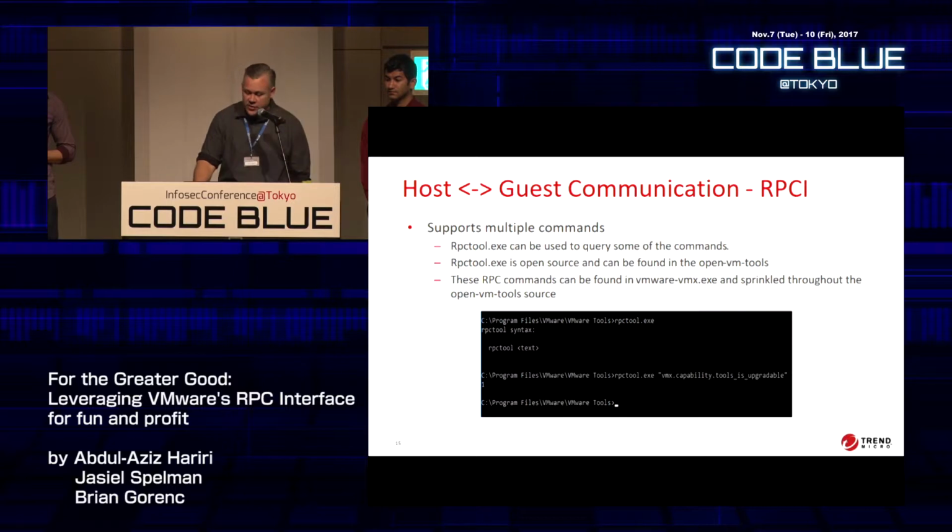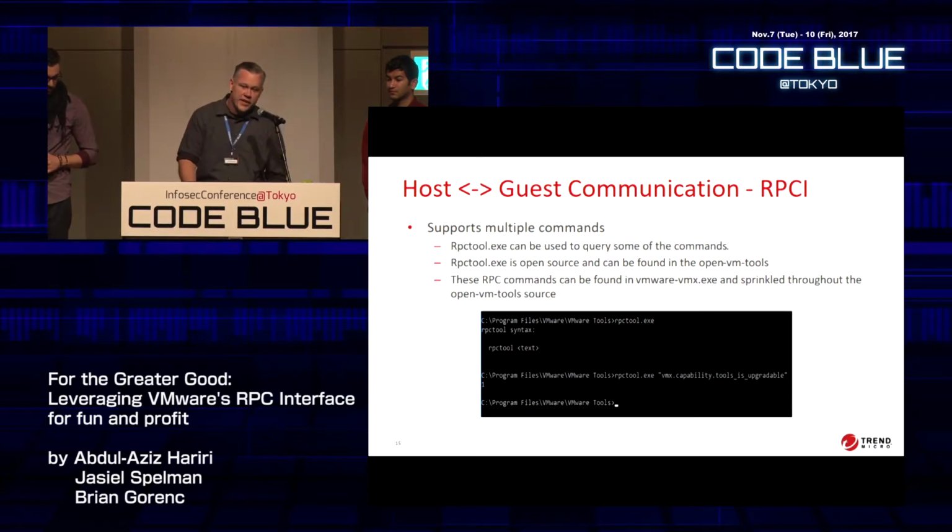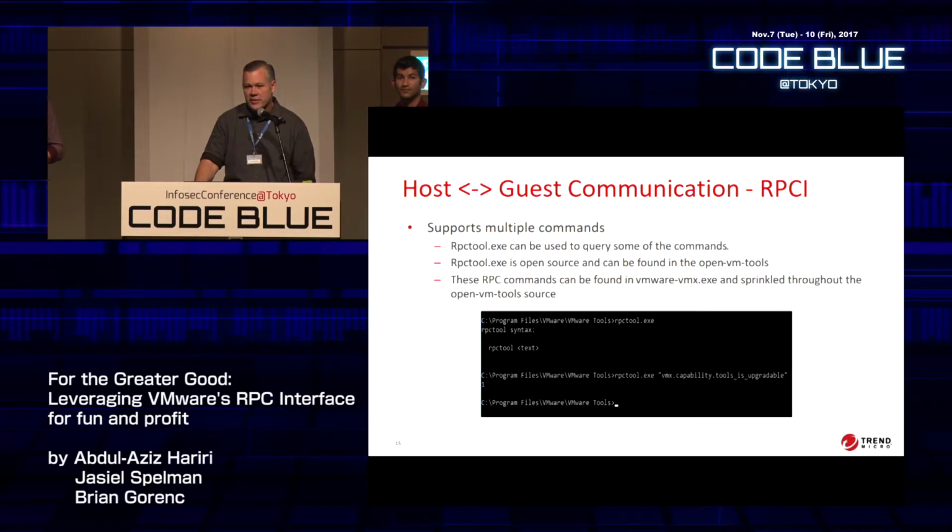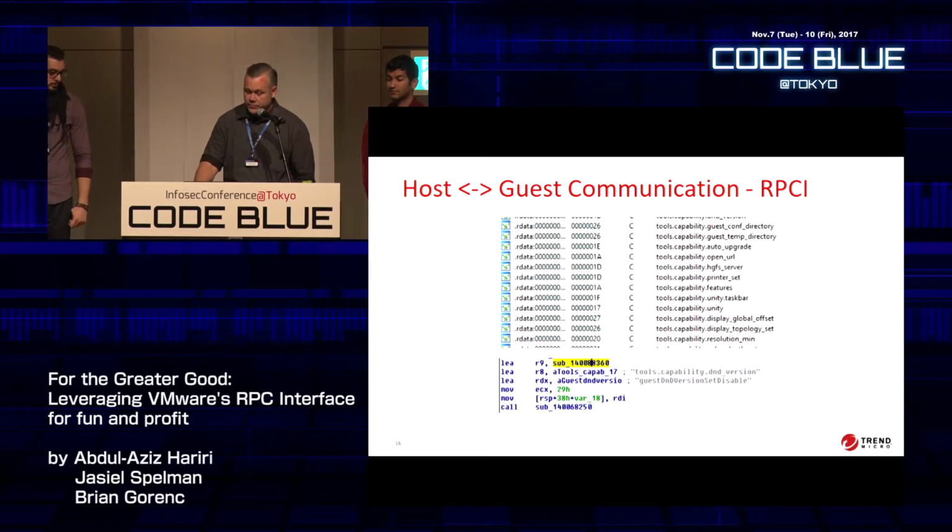And you can see here on the screen that we're executing rpctool. You can see vmx.capability.tools_is_upgradable, and it's returning a value of 1. So you can kind of use this to test how your scripts are working, if they're actually working correctly, by using the tools that are provided. But it also allows you to trigger some of that underlying functionality that exists in VMware-VMX.